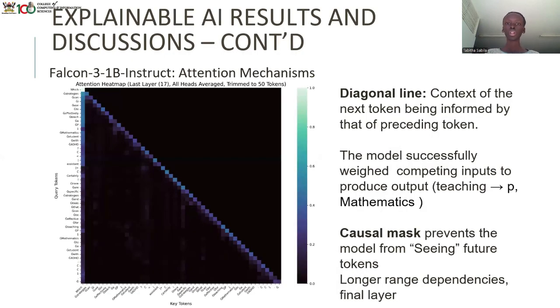Now, we conducted XAI, explainability, in order to promote transparency and also understand how our models reason when producing the output they do. When you look at the Falcon 3.1B Instruct model, this is particularly for the last layer, layer 17, we can see that the upper right side of the diagonal is black. This goes to show us the application of the causal mask, which is a key feature in autoregressive models that prevents them from seeing future tokens. When you look at the diagonal line, it informs us that the context of the next token is being formed by that of the preceding token. In other words, in order to predict what's coming next, we look at what's back.